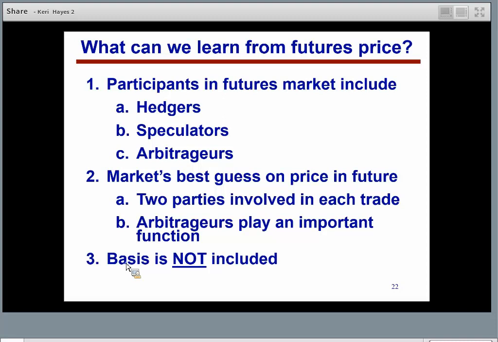And again, why we like it is it provides sort of the best guess on what the future price is going to be, because you do have people with money involved. The important thing to note is that basis is not included in those transactions. So you are taking on basis risk with that.